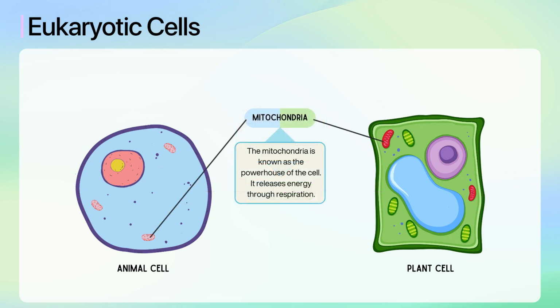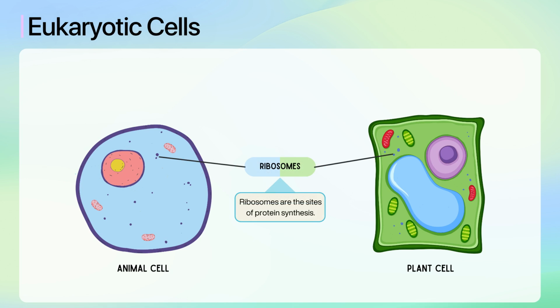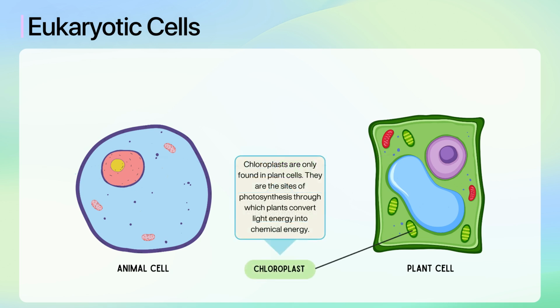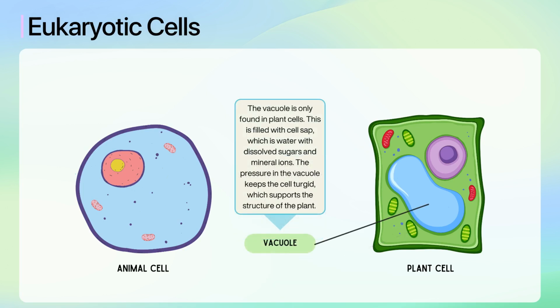Known as the powerhouse of the cell, mitochondria release energy through respiration. Like prokaryotic cells, eukaryotic cells also have ribosomes, which are the sites of protein synthesis. Chloroplasts are only found in plant cells and carry out photosynthesis to convert light energy into chemical energy. The vacuole is also only found in plant cells. It is full of cell sap, which helps with the storage and disposal of substances. It also maintains turgor pressure in the plant.